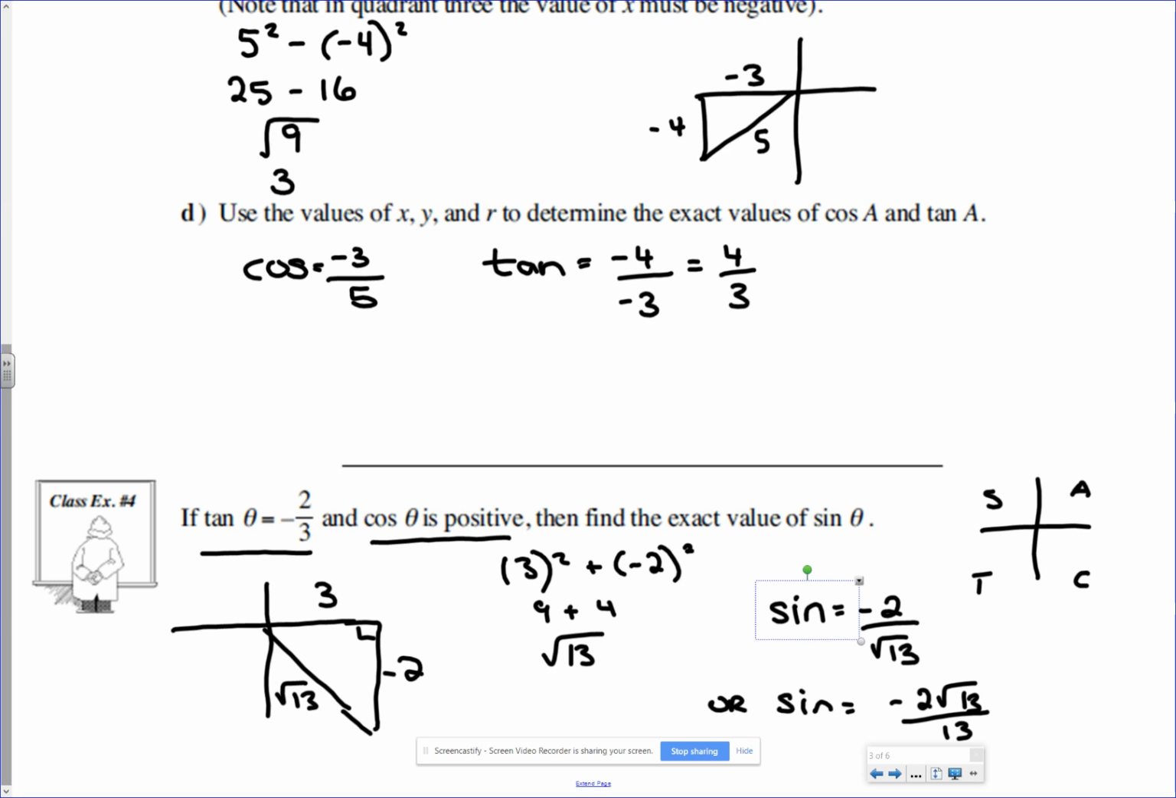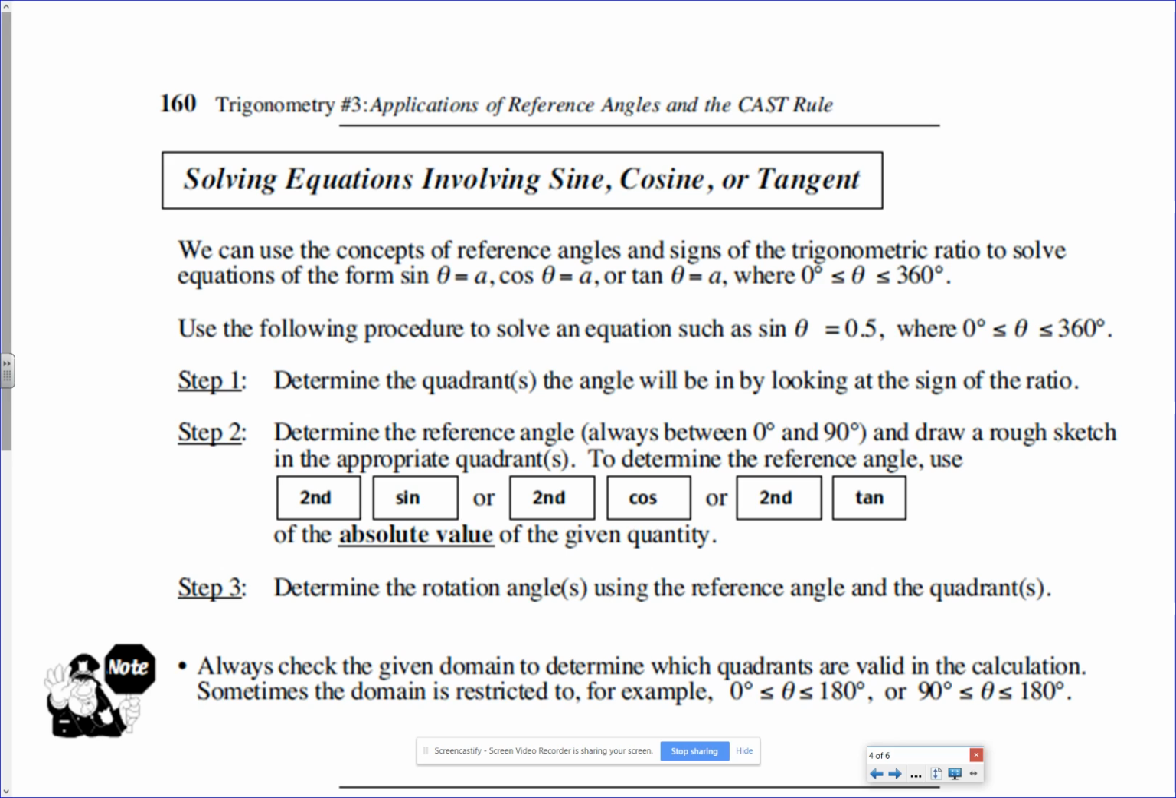So going on to the next page, if it lets me switch pages here, which it doesn't seem to want to switch pages here. So what I'm going to have to do is, oh, now it's going to let me switch pages.